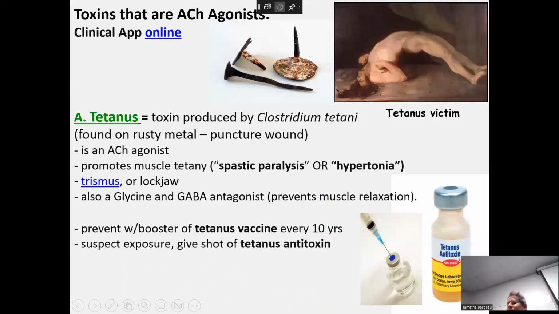All right, now toxins could be from bacteria, could be something else that affect acetylcholine signaling. Again, only the ones I think that you might encounter as nurses. Tetanus. You all have to be tetanus vaccinated to be a student here. And then to work on a job, you have to be tetanus vaccinated. It has to be updated about every 10 years, right?